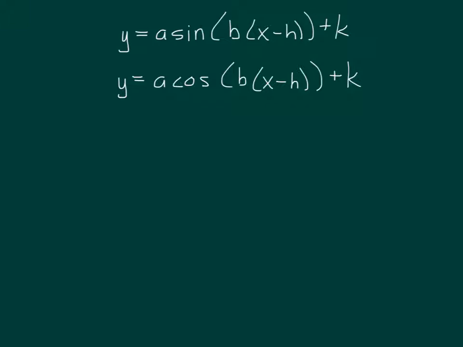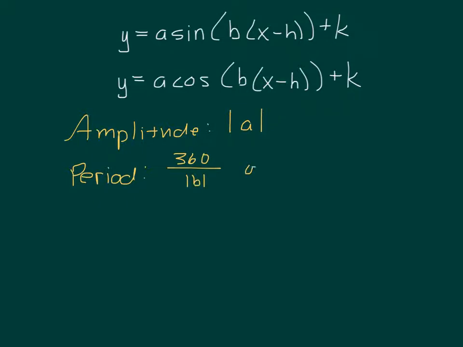But the transformations to worry about, our amplitude is going to be the absolute value of a. So if that a were a -2, our amplitude, the maximum distance away from our equilibrium, is still going to be 2. It's the absolute value of that number. Then our period is going to be the original period divided by the absolute value of b. So that's 360 over the absolute value of b, or 2 pi over the absolute value of b, depending on whether you're in degrees or radians. It's just the original period divided by that number.